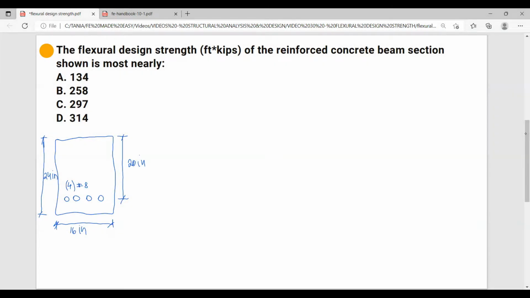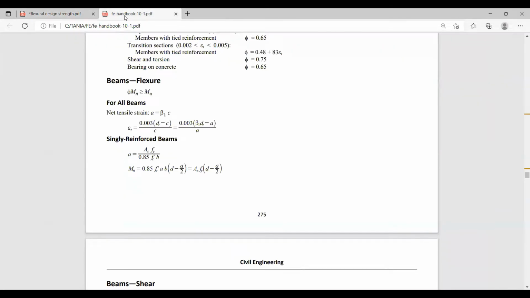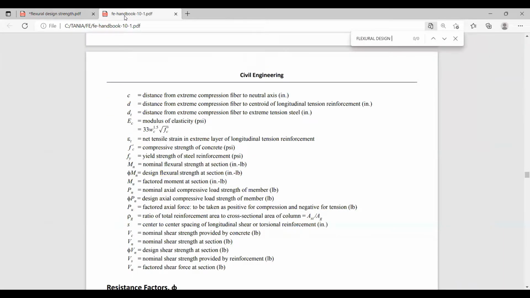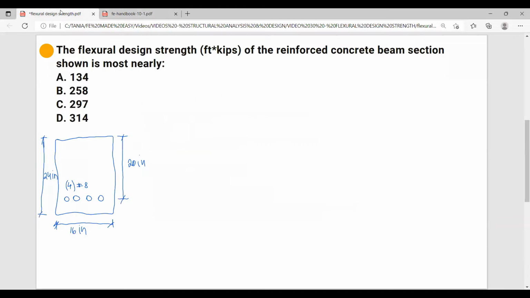The flexural design strength of the reinforced concrete beam section shown is most nearly. So right from the beginning, if you have problems understanding what is flexural design strength, just go to the FE handbook and search for flexural design strength. There you go. It is phi times Mn. So this is what the problem is asking us to calculate. This is design flexural strength.